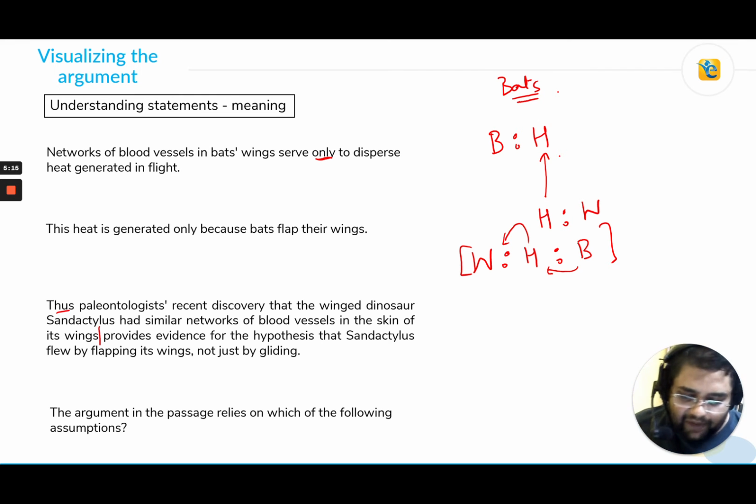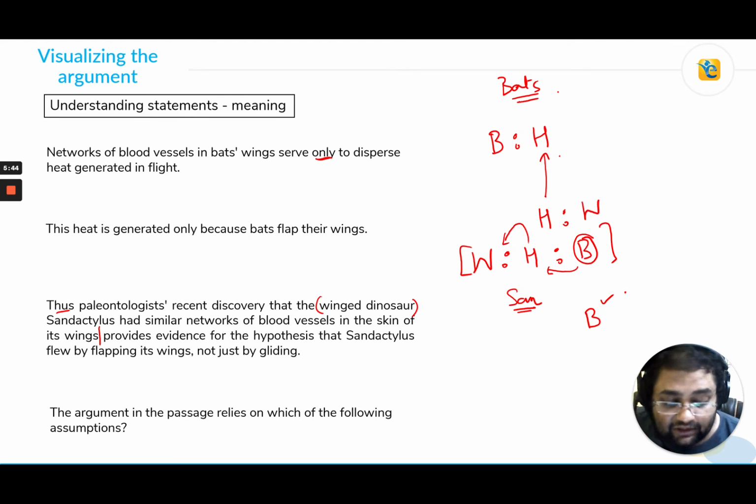So therefore, paleontologists discovered something, and their discovery is not related to bats. Their discovery is related to some species called Sandactylus. Now Sandactylus is some kind of a dinosaur with wings. So what is so great? What have they discovered? These paleontologists discovered that this species called Sandactylus also had similar blood vessel networks in the skin of its wings, or in other words, similar to how bats had blood vessel networks, this species also has blood vessel networks. That is the discovery.